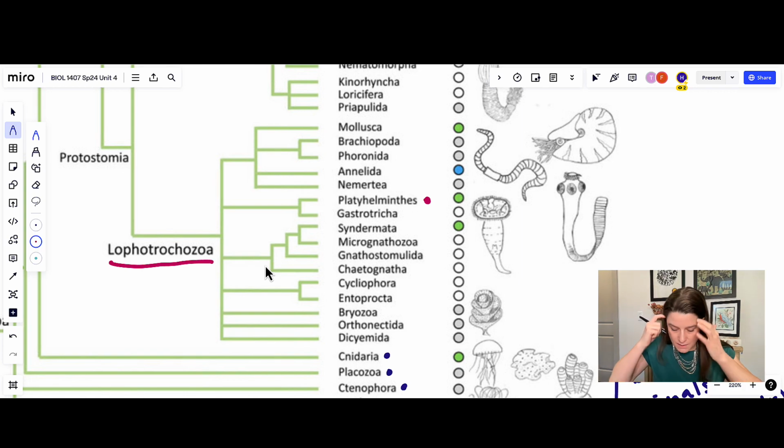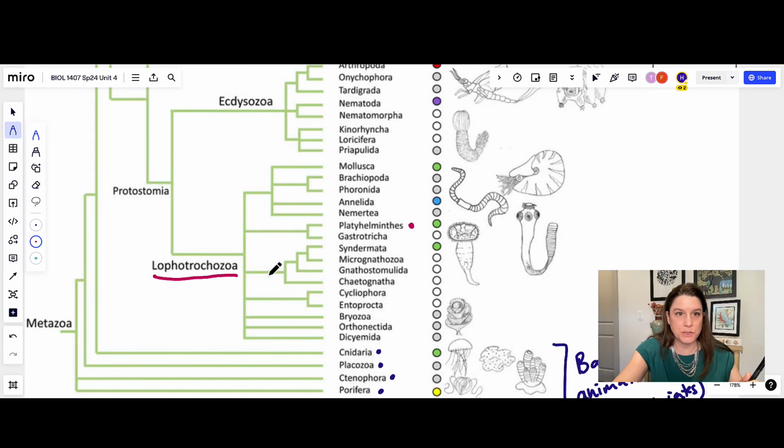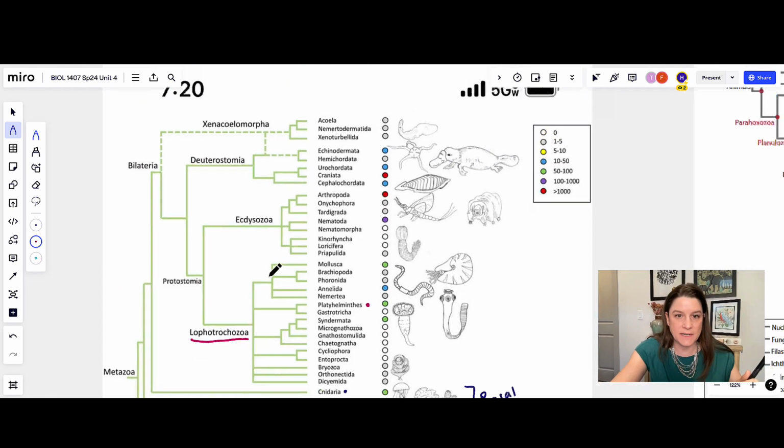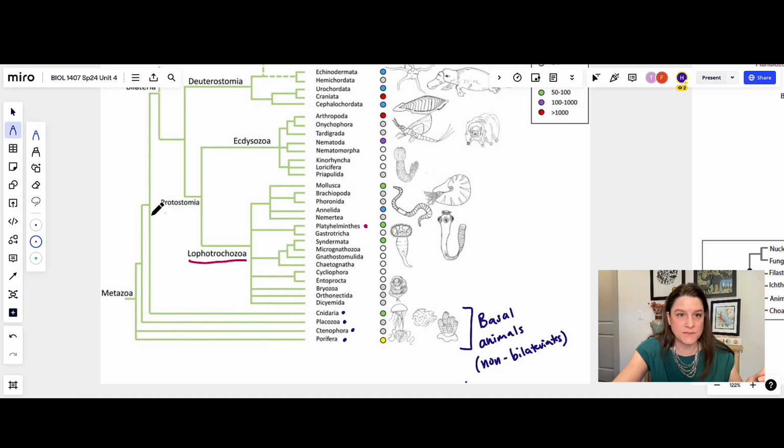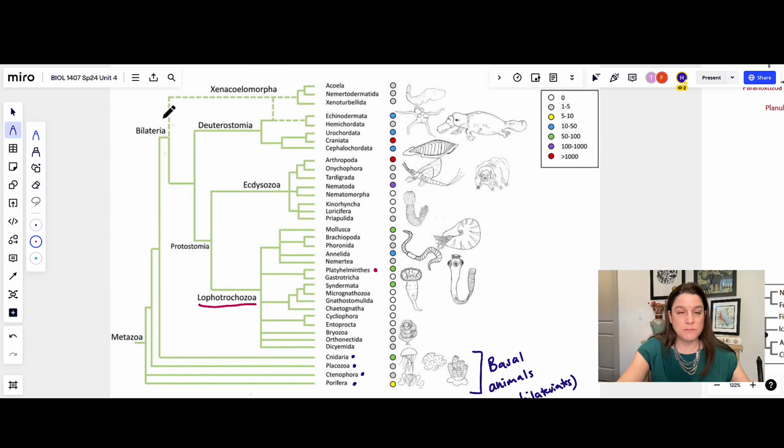And so you'll notice that even though I'm doing it in this order, it's not like they're the first group to diverge after Cnidaria. So Cnidaria are down here. They are the sister group, as far as we can tell, to Bilateria. But they're not bilaterians. The rest of them are. And you can see, like I said last class, the dotted lines means we're not sure.